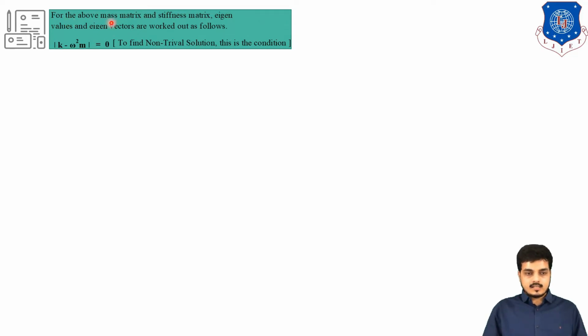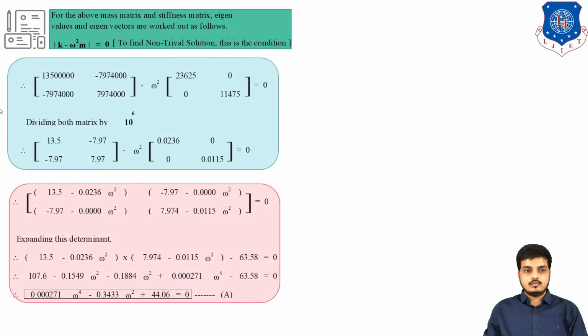For the above mass matrix and stiffness matrix, eigenvalues and eigenvectors are worked out as follows. This is my equation in which K is my stiffness matrix and M is my mass matrix. Omega is my natural frequency, which is the only unknown we need to find out. So we need a non-trivial solution for this condition. Non-trivial in the sense non-zero. So here this is my K matrix, this is my omega, and this is my mass matrix.